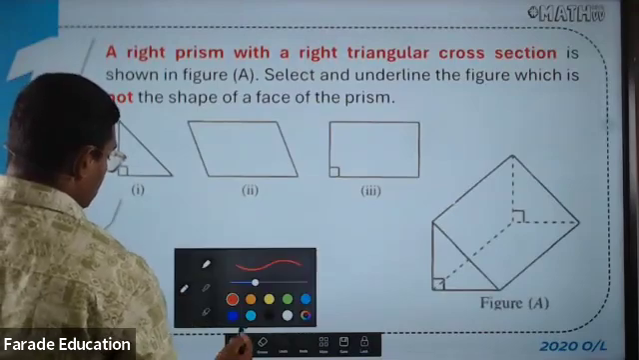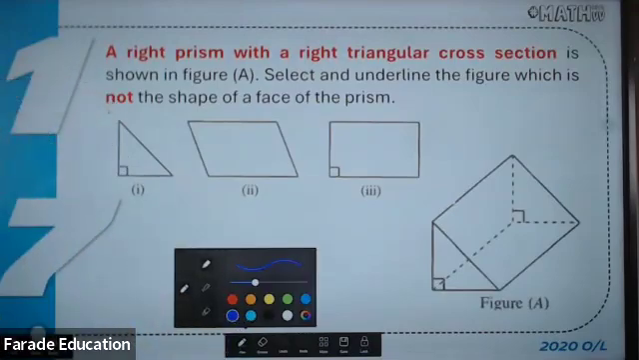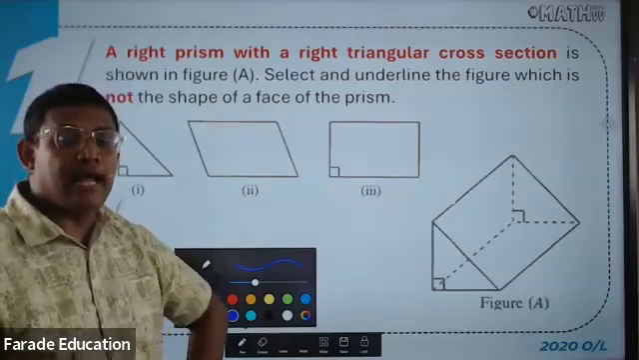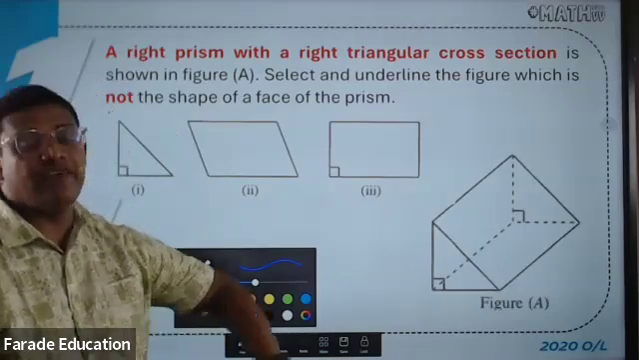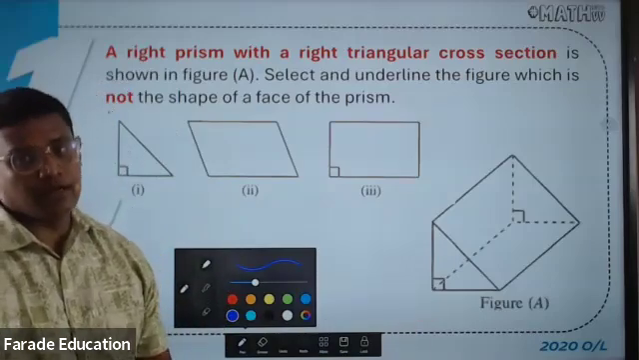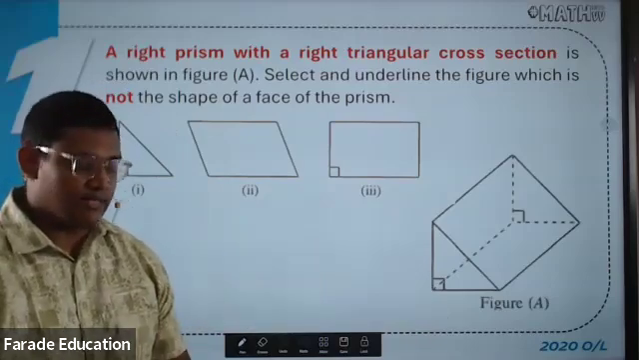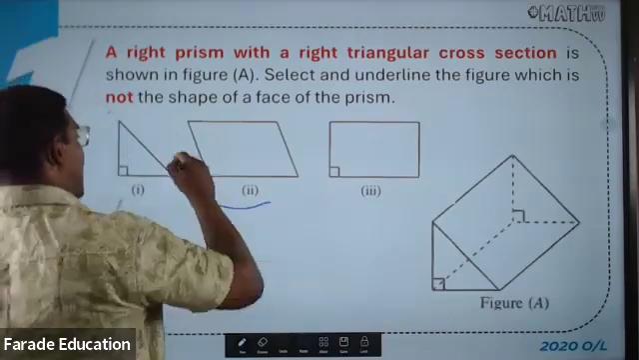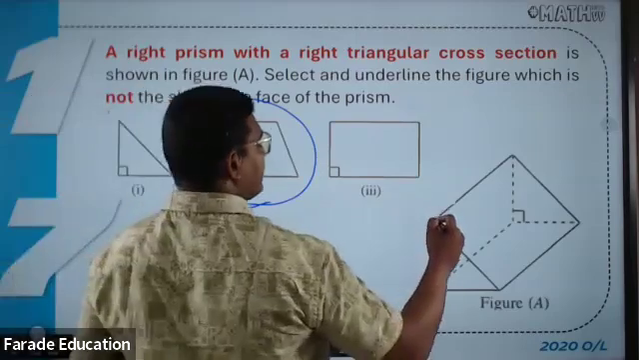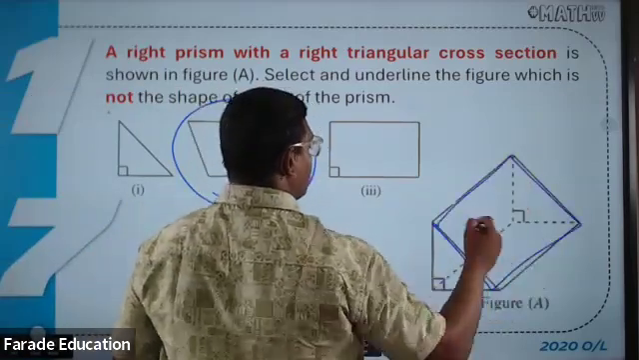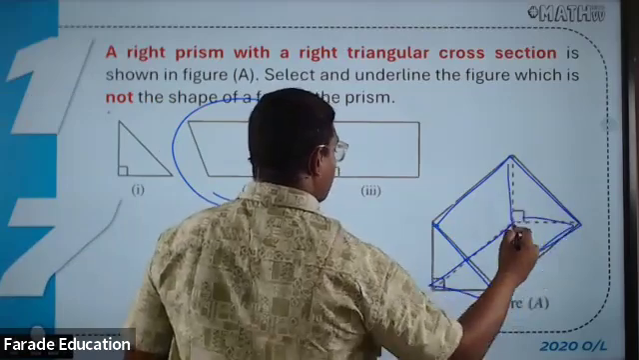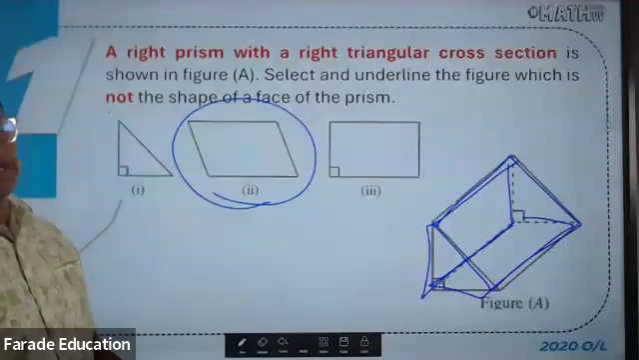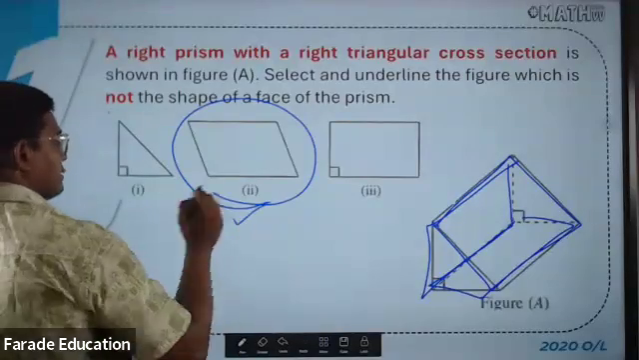Okay. So here, a right prism with a right triangular cross section is shown in the figure A. Select and underline the figure which is not the shape of the face of a prism. Prism means what? You have seen, it's like a chocolate box of Toblerone. You don't have a figure with an angle like this. All these are rectangles. Here you have a rectangle. Here you have a rectangle. Here you have a rectangle. 3 rectangles combined together. That is a prism. So the answer is the second one. This face is not there.